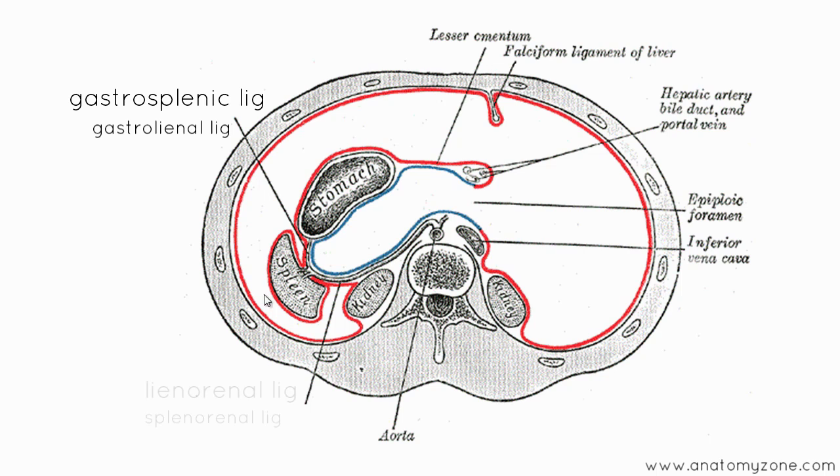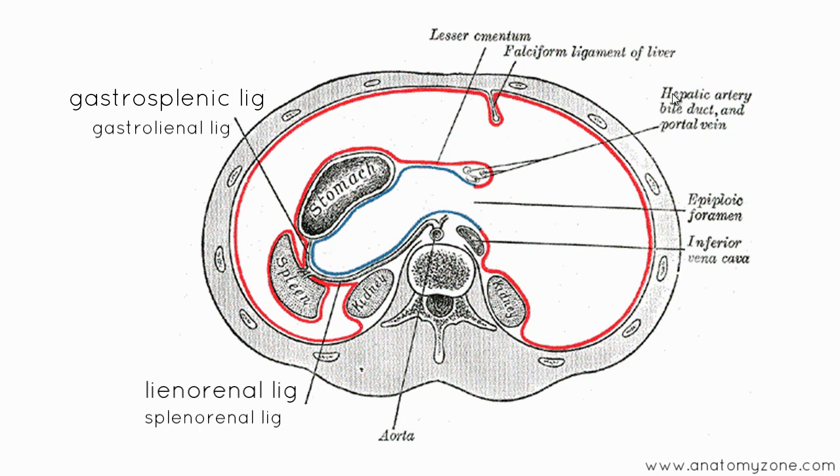And at the back you've got the lieno-renal ligament, and this attaches the hilum of the spleen back to the posterior abdominal wall. So it just covers a bit of the surface of the kidney. So you've got the gastrosplenic or the gastrolienal ligament, and you've got the lieno-renal ligament, which form the left wall of the lesser sac. So the lesser sac here in blue.